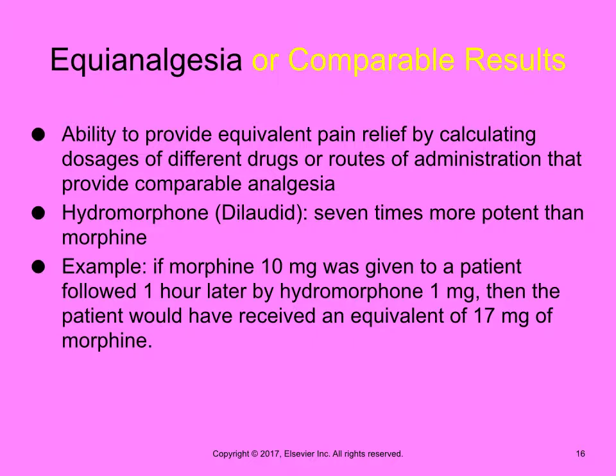Equianalgesic, or comparable results. Sometimes when you use different analgesics, you can get the same results, but if you're using a weak one, you might have to use more of it than the stronger one. So an example of that would be like I showed you, morphine 10 milligrams given to a patient, but later with hydromorphone 1 milligram, the patient could receive 17 milligrams of the morphine, and that would be equivalent to hydromorphone.